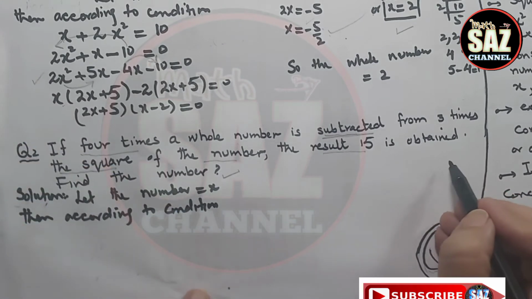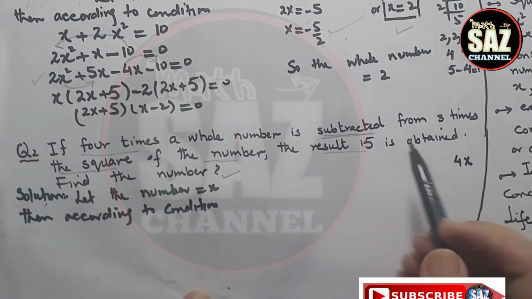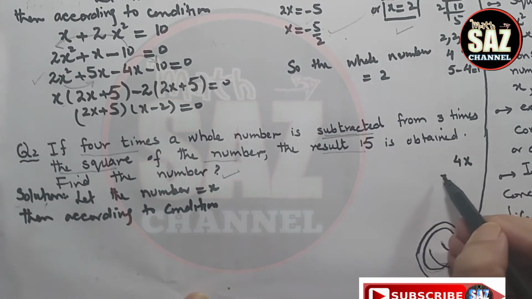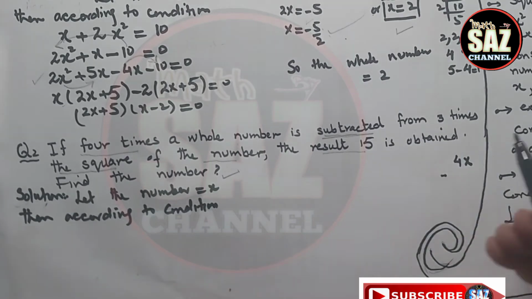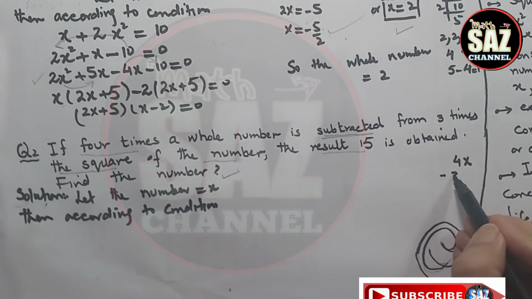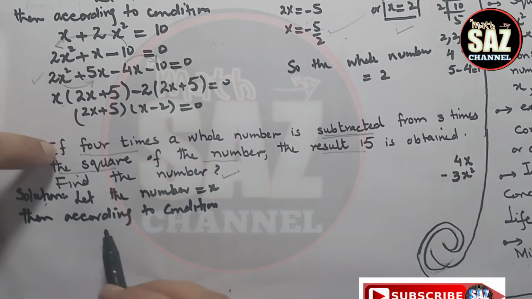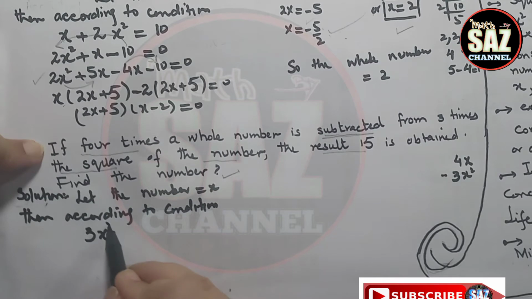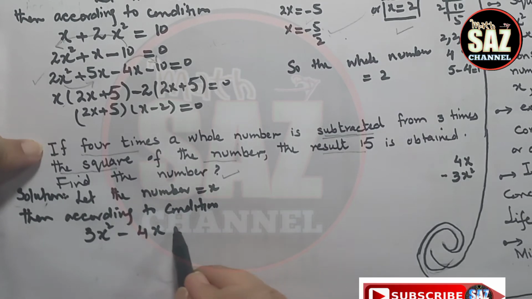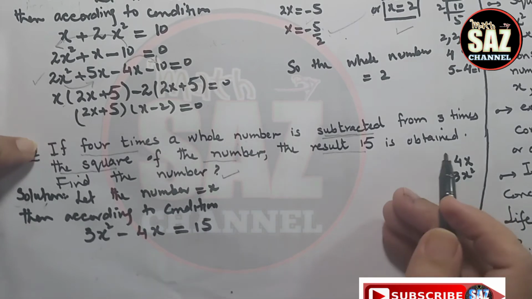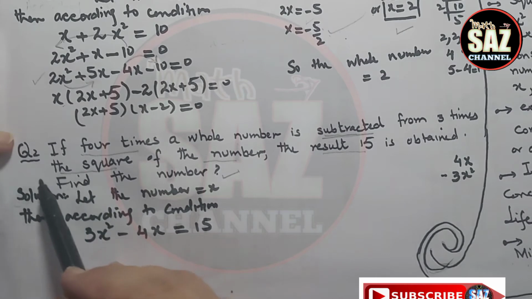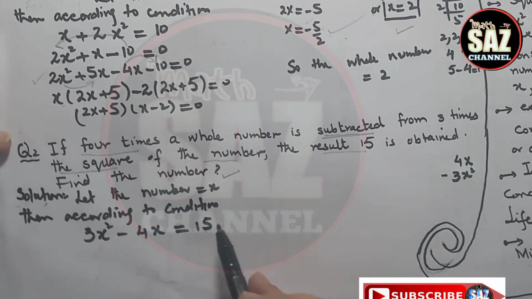if x is the number, then 4 times the number will be 4x. Subtracted means that we have to put a minus sign here from 3 times the square. 3 times the square means that we have to multiply the square of that by 3. Now 4 times the number is subtracted from 3 times its square: 3x square minus 4x. The answer is 15. Find the number. The information that begins with the word find is the requirement of the question.